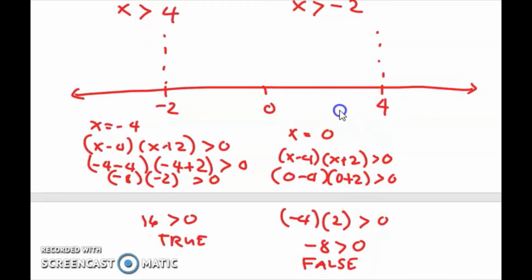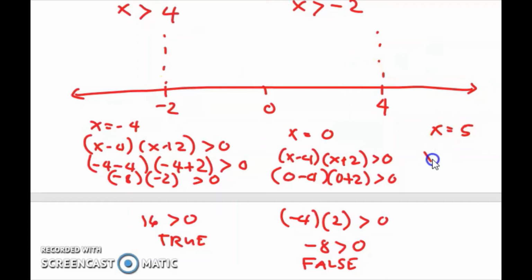Ibig sabihin, yung middle part, hindi siya part ng ating graph. How about lahat naman ng nasa kanan ni 4? Let's take 5, ha? So, we will have when x is equal to 5. Etong mga ginagawa natin, tinetest natin, hindi tayo basta graph lang ng graph, ha? Para malaman natin anong region dyan, yung part ng graph natin.